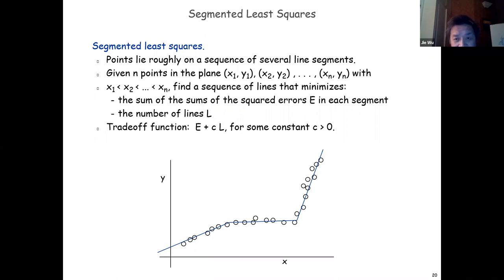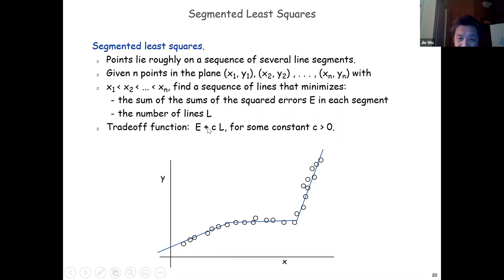So the trade-off function is this one. Again, you can have different kinds of trade-off functions, but the one we use here is this. Remember the least square error, we use E, that's error. And the number of lines: you give a cost C. Suppose that introducing a line has a cost. So this is C times the number of lines. You want to minimize the whole thing. You minimize this and you minimize this, right?